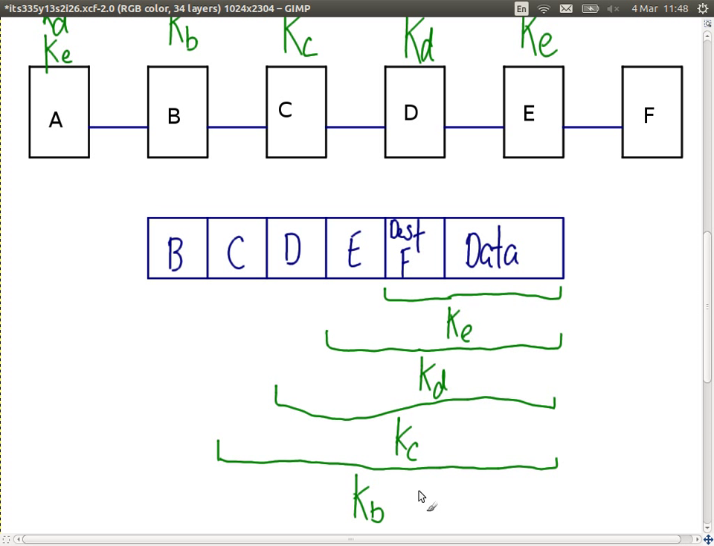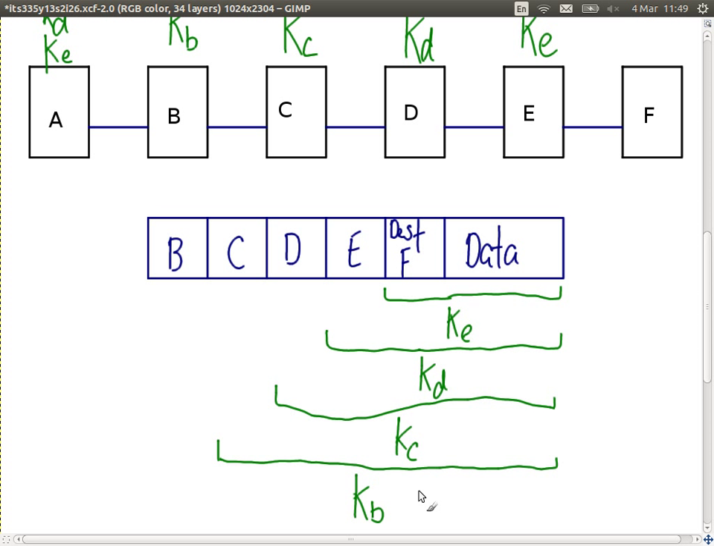B decrypts. B knows KB. So B removes the header, decrypts the internal part because they know KB, and they get all of this. Now look at all of this. What is it? It's this part, C, and the rest is encrypted using KC.